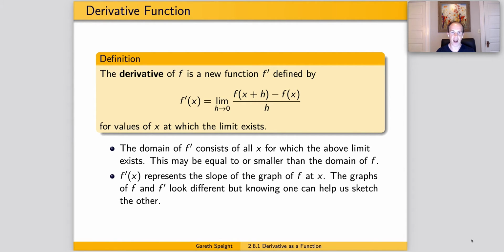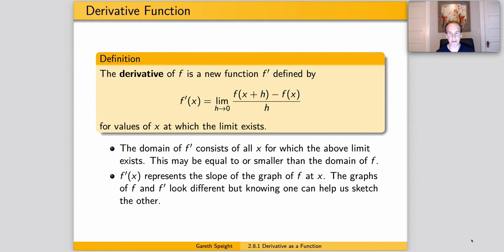So for instance, f prime, remember, represents the slope. So if we know that the graph of f is going up, then f prime has to be positive, right? Because f has to have positive slope. Or if the graph of f is going down, that means the slope is negative. That means f prime must be negative. So knowing one often helps to sketch the other.